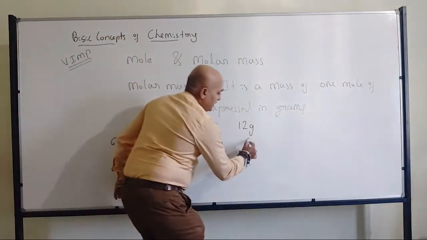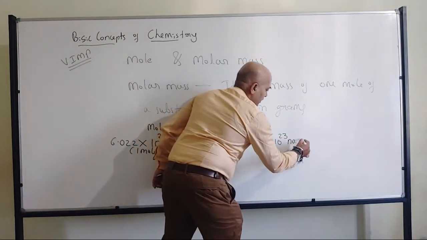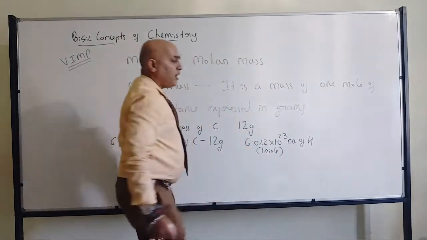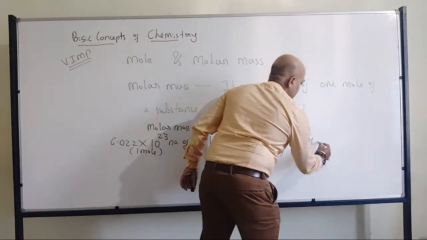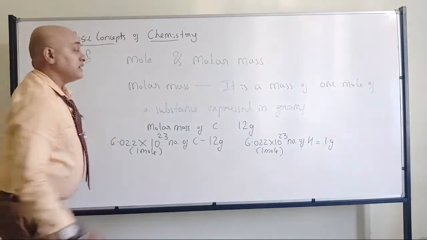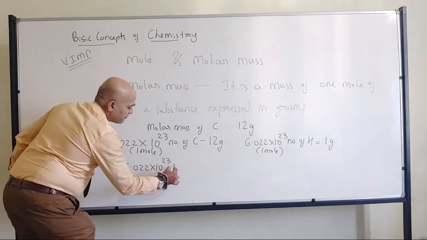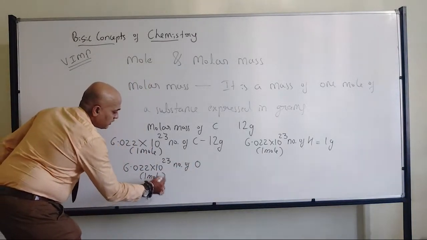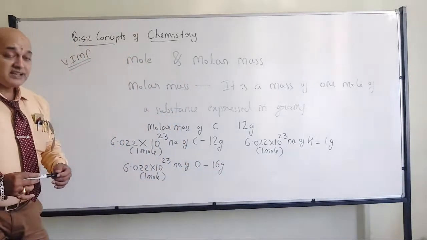Same way, if I take 6.022 into 10 to the power of 23 number of hydrogen atoms, that means I am taking 1 mole of hydrogen. It will be just 12 times less than that of carbon. That will be 1 gram. Now, if I take 6.022 into 10 to the power of 23 number of oxygen atoms, that is 1 mole of oxygen atoms, it will weigh 16 gram.